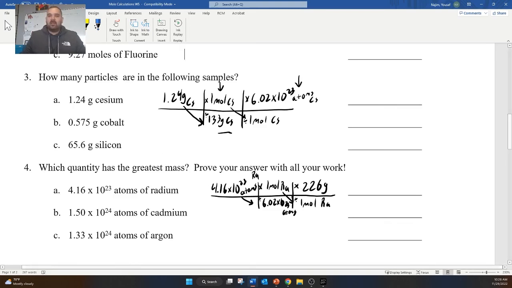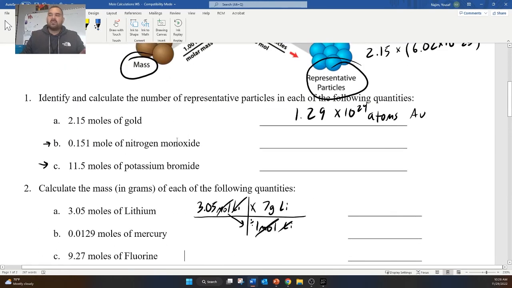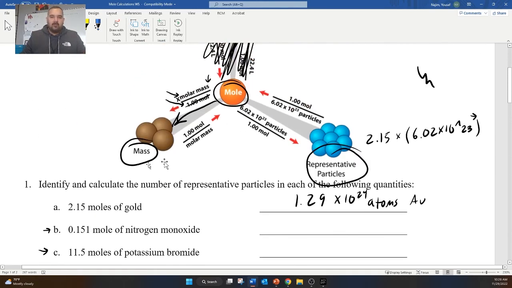And that's going to be it for today. You have the rest of the class to work on 1 through 4. The goal is to finish 1 through 4. We'll see how far we get, and that's going to be it.